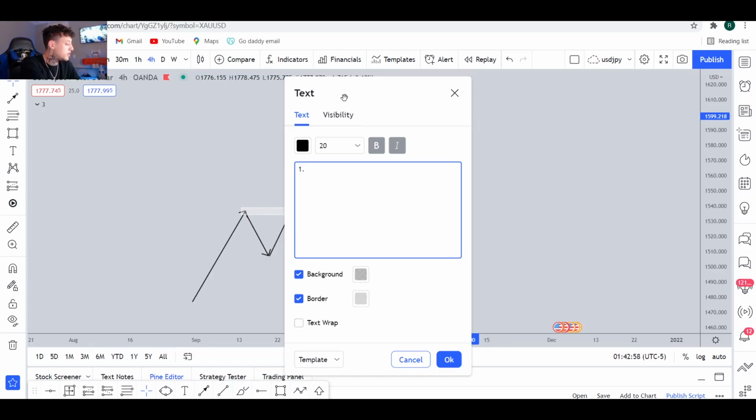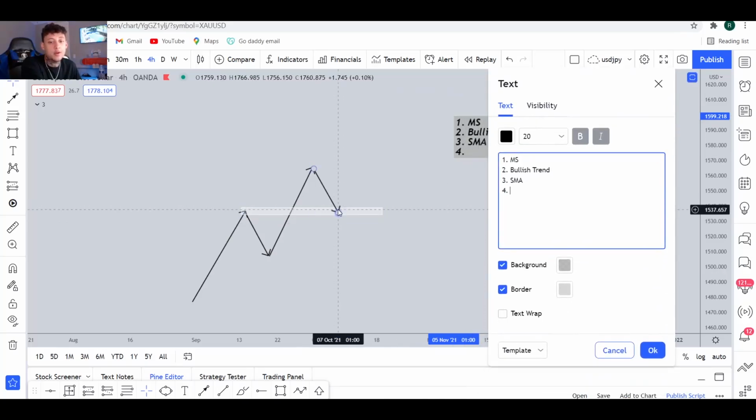1, we have a previous level of market structure. 2, we have a bullish trend. 3, what else do we have? Let's say the moving averages are blue over red. So we have the SMAs. 4, right here alone, this is already a medium probability setup, meaning that you have a higher probability of winning than losing. What could we add, right?